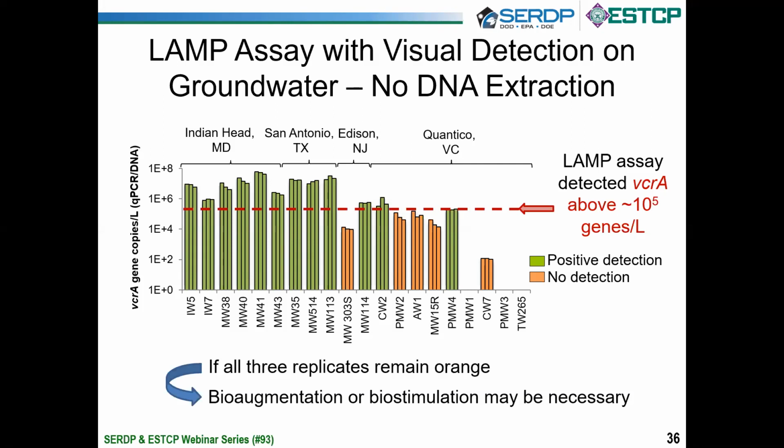Therefore, if a site has 3 replicates that remain orange, then bioaugmentation or biostimulation may be necessary, as typically more than 10 to the 5 gene copies per liter are required for effective dechlorination.